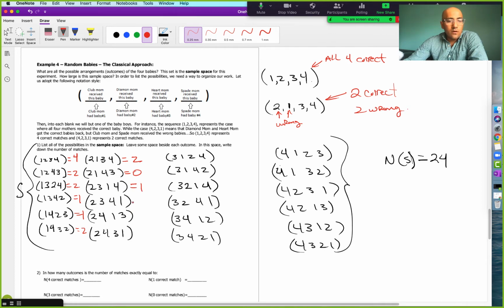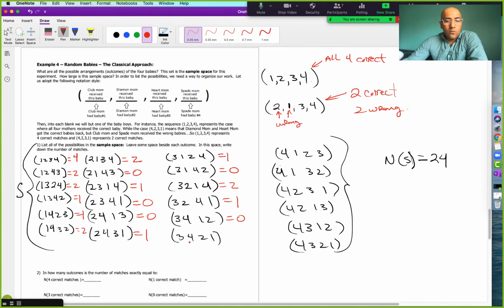Wrong, wrong, wrong, wrong. This is the case where there's 0 correct matches. Again, 0 correct matches. Wrong, wrong, correct, wrong. This is 1 correct match. This is wrong, wrong, wrong, correct. 1 correct match. Wrong, wrong, wrong, wrong. So this is 0. Wrong, correct, wrong, correct. This is 2 correct matches. Wrong, correct, wrong, wrong. This is 1 match. Wrong, wrong, wrong, wrong. 0 matches.